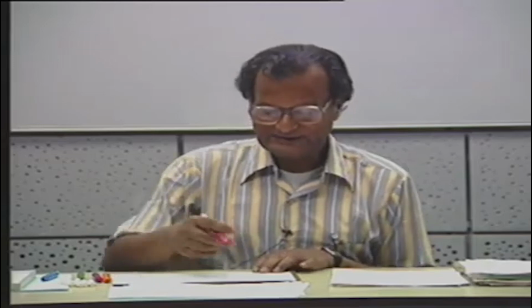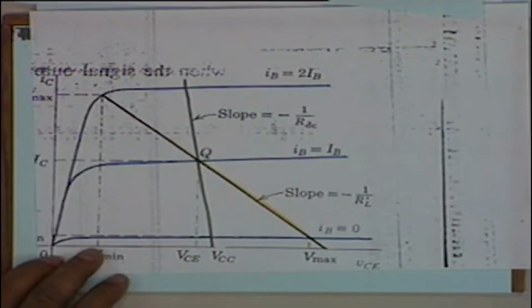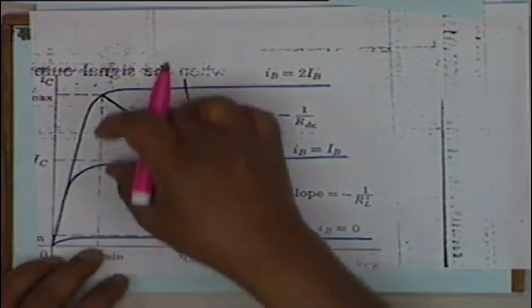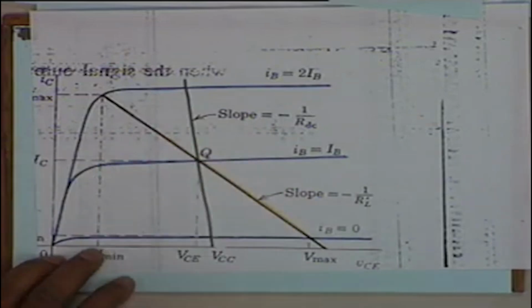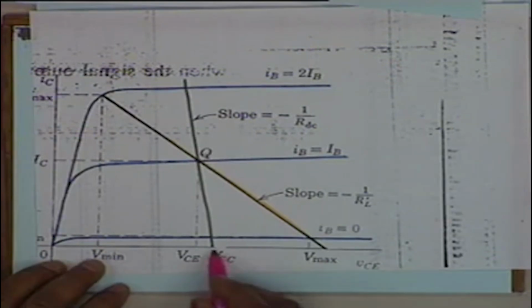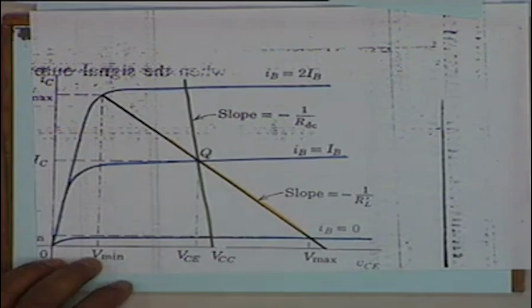Now what guarantees that this swing is equal to this swing? No, there is no guarantee. Isn't that right? This distance may not be equal to this distance. So you'll have to choose the smaller of the two. Is that clear? Similarly, VCC, I'm sorry, this is VCE. VCE minus Vmin may not be equal to Vmax minus VCE. You'll have to choose the smaller of the two.